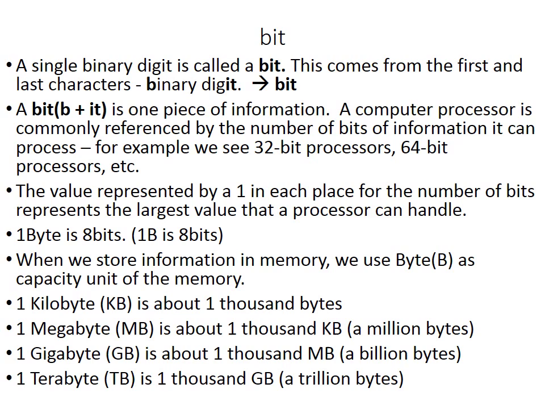Have a look at kilobyte, megabyte, gigabyte, and terabyte. We use byte, B, as the capacity unit of the memory. 1 kilobyte, KB, is about 1000 bytes. 1 megabyte, MB, is about 1000 KB, a million bytes. 1 gigabyte, GB, is about 1000 MB, a billion bytes. 1 terabyte, TB, is 1000 GB, a trillion bytes.